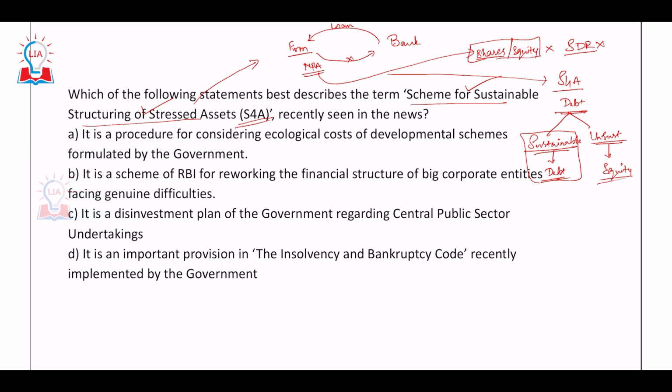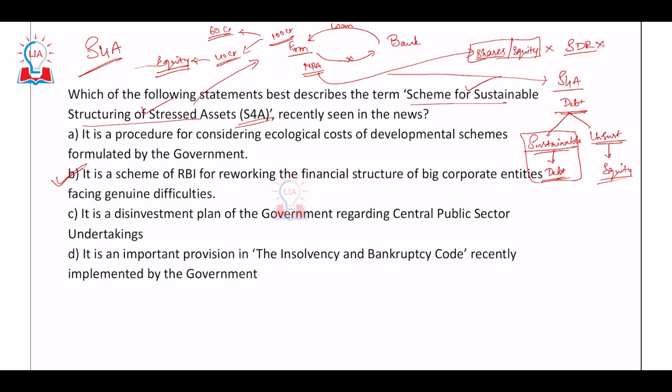Say, for example, this firm is supposed to pay 100 crore to the bank. Out of 100 crore, 60 crore it can pay. Another 40 crore it is not able to pay. 40 crore becomes unsustainable. This unsustainable part will be converted into what? It will be converted into equity or shares, and these shares will be given to the bank. Now, this is known as the S4A scheme. It is a scheme of RBI for reworking the financial structure of big corporate entities facing genuine difficulties.